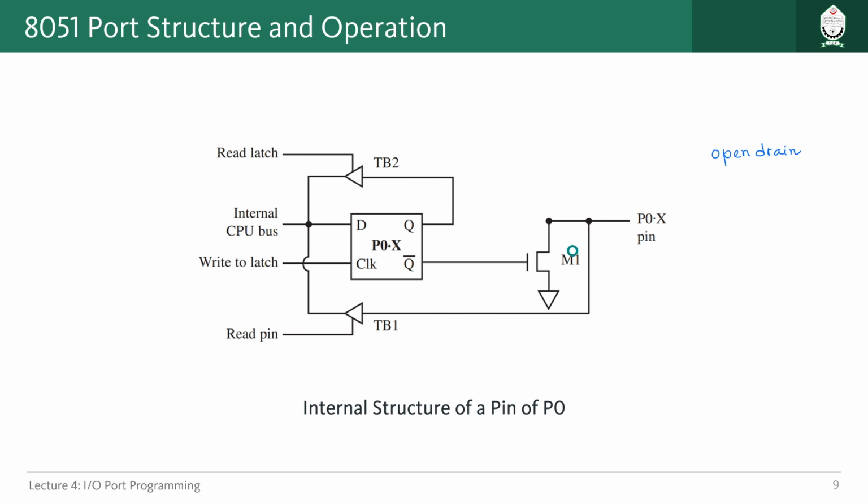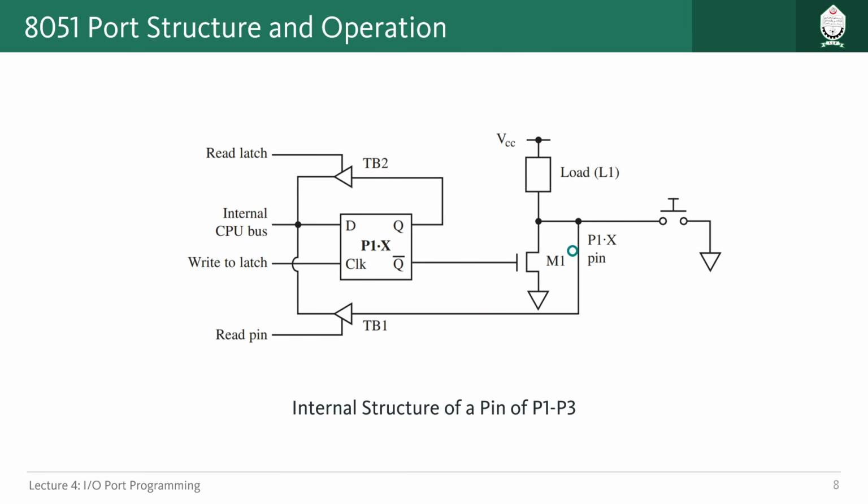The reason is, if you remember, port 0 has a very special purpose: it has to act as both address path and data path for external ROM. If we want to connect external ROM, it has to provide a path for both. So it has to be truly bidirectional basically. There are two terms called quasi bidirectional and true bidirectional.